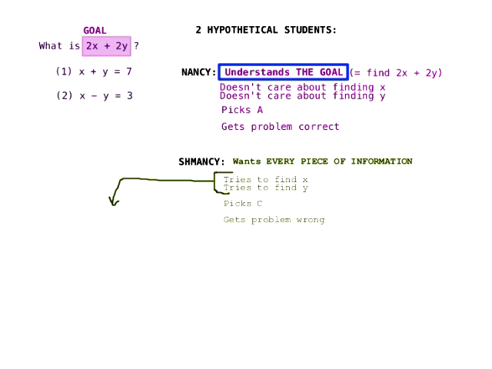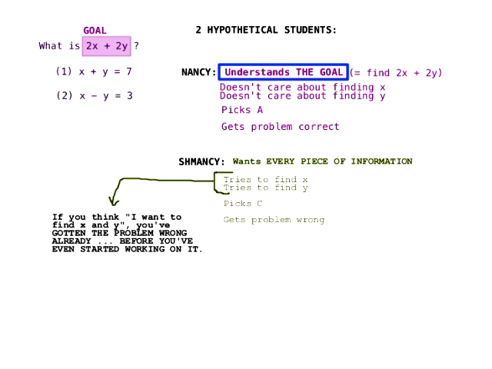If you think, I want to find X and Y in this problem, you've actually gotten the problem wrong before you even start working on it. It's already wrong.